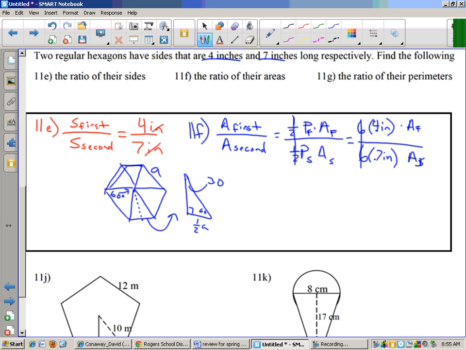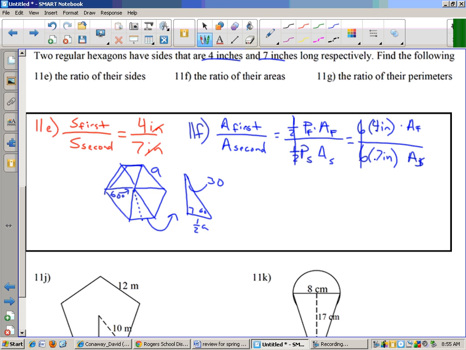What allows us to convert back and forth between angles and sides? Something new we learned this year. Say again? Trig, SOHCAHTOA, right? If we have an angle and we want to find a side, or if we have a side and we want to find an angle, that's where we go with trig SOHCAHTOA.